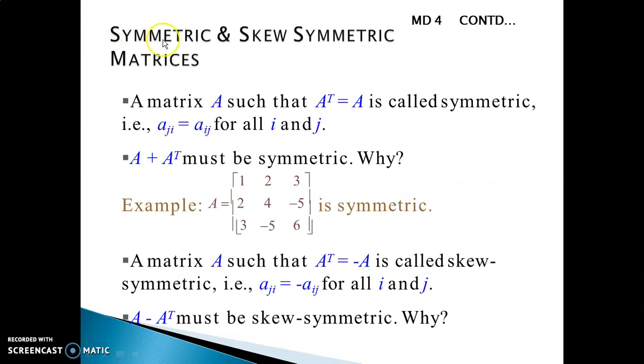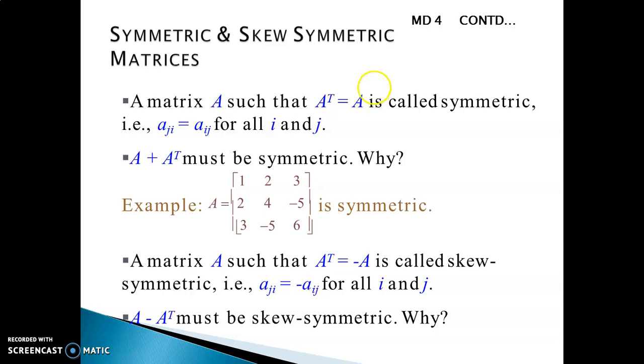The last topic is symmetric and skew symmetric matrices. A matrix A such that A transpose is equal to A is called symmetric. It means a matrix is symmetric if the transpose of the matrix remains the same as the original matrix.